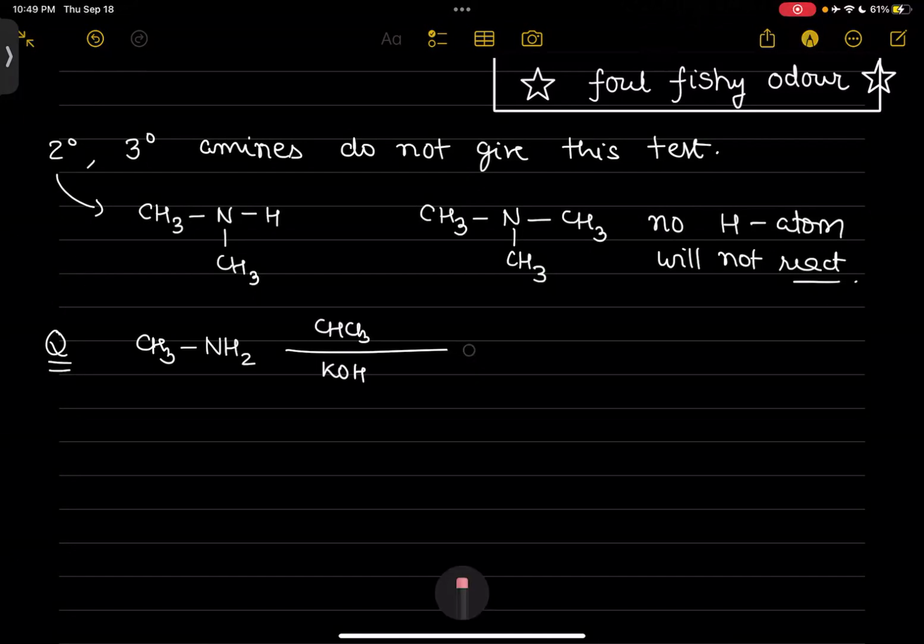CH3NH2, with CHCl3 and KOH, you got A. And A you reacted with H2/Ni. This is a catalytic hydrogenation reaction. You got B. So what should be A and B?